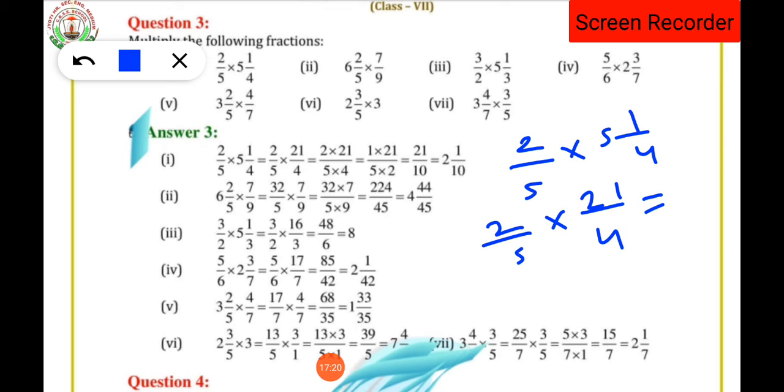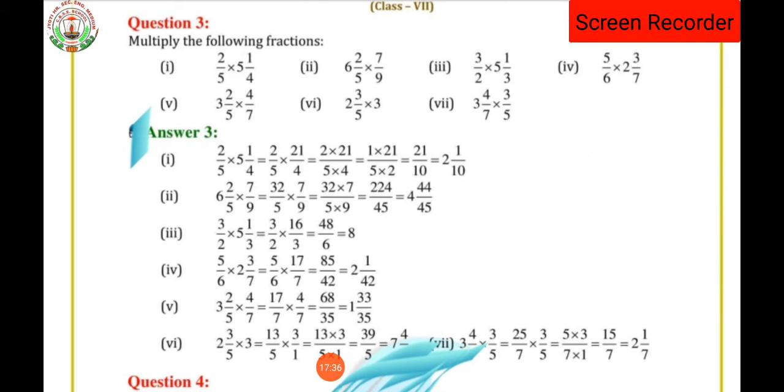So it will become 2 by 5 into 21 upon 4. Here we can cancel the numbers. Here it will be 2 and 1s. So 21 upon 10. We can change it into the mixed fraction form as 2 1 by 10, which is the answer. Clear? Second part also the same.